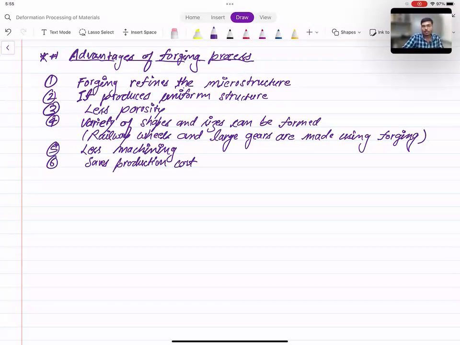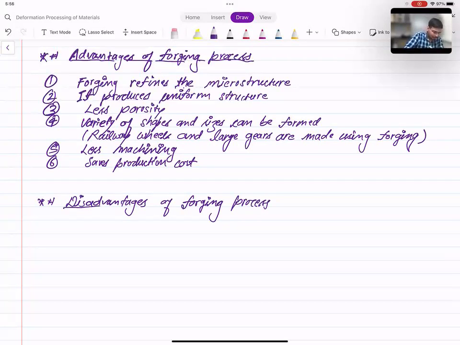And as we know, everything cannot be only advantageous. It would have some limitations also. So there are certain disadvantages also. So the disadvantages of forging process. Okay. So what could be the disadvantages here? Here, control over dimensions is difficult.